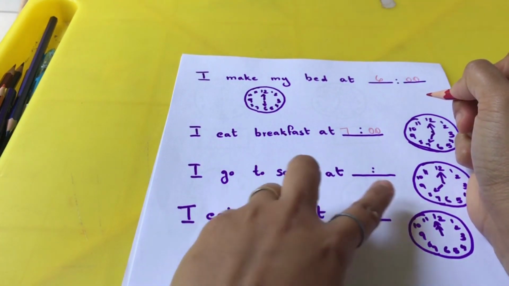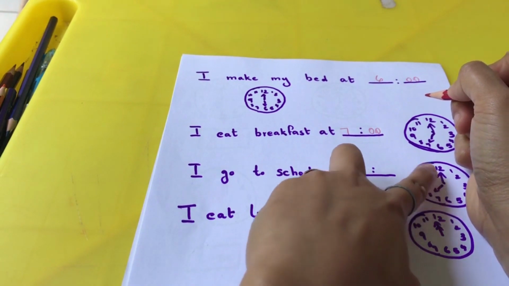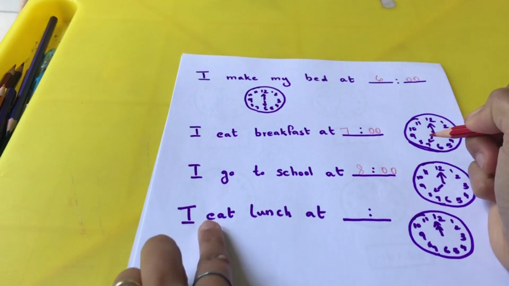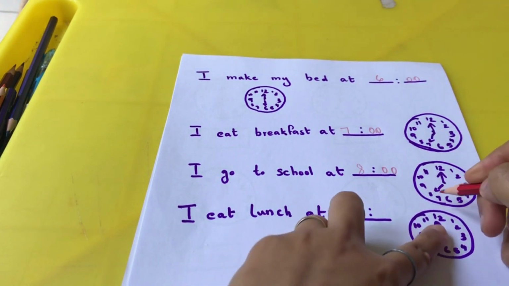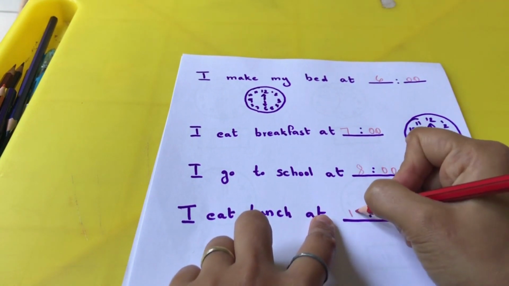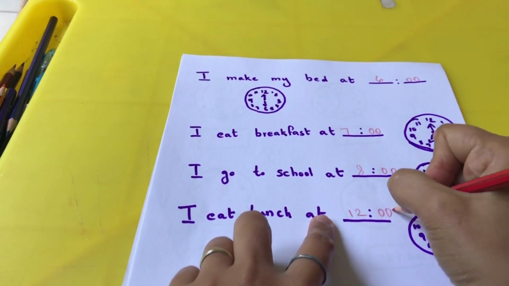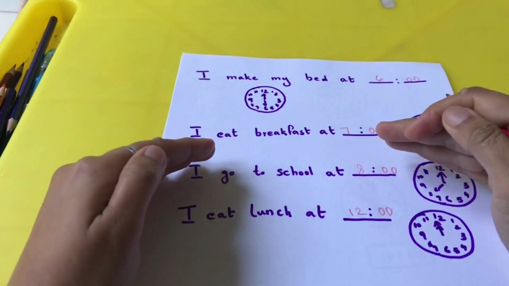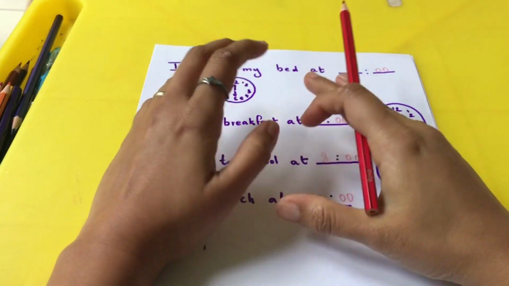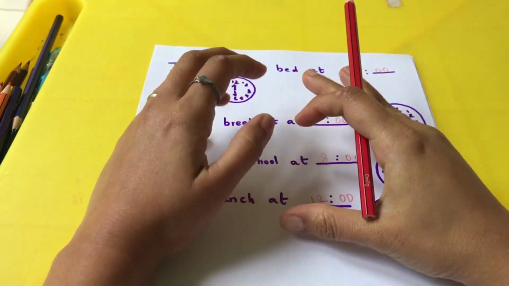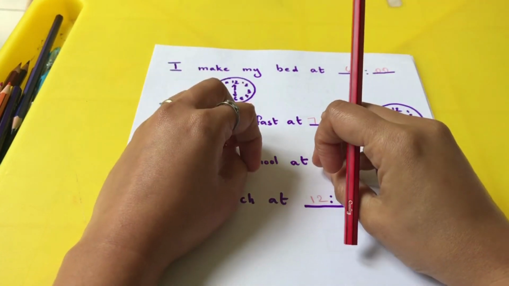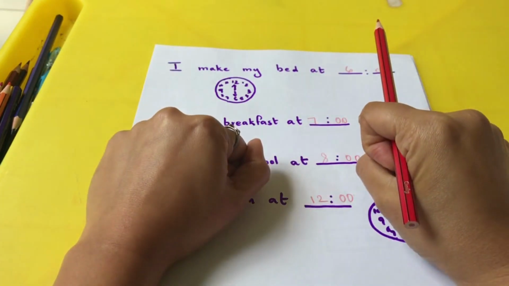I go to school at. The small hand is at 8, the big hand is at 12, so it is 8 o'clock. I eat lunch at. Both the big hand and the small hand are at 12, so the time is 12. So these types of activities again will help the kids to read and to write. If your kids are struggling with reading, then try to include these types of activities in their daily practice. It will improve their reading skills as well as their vocabulary.